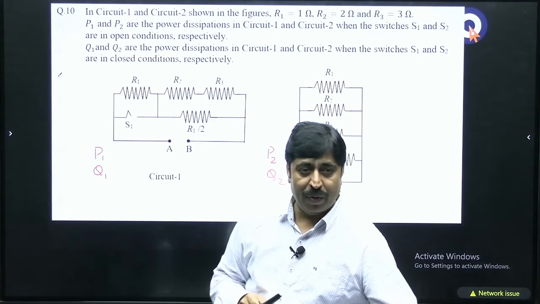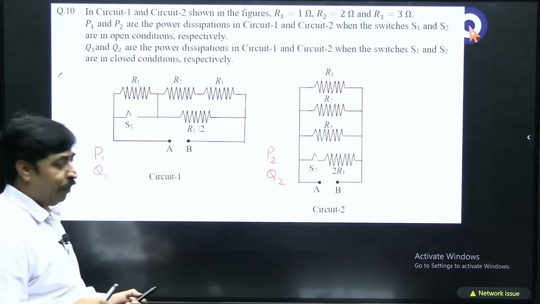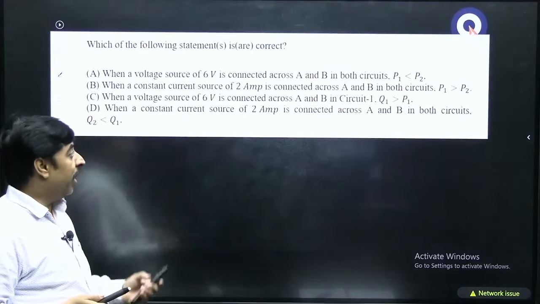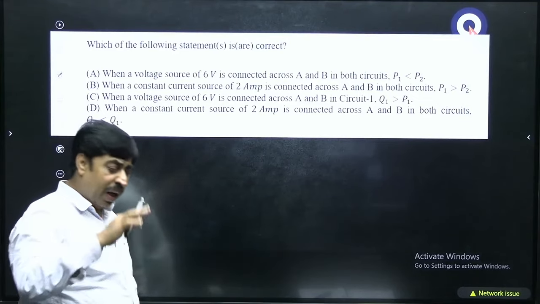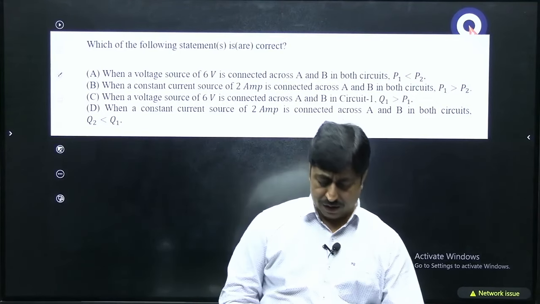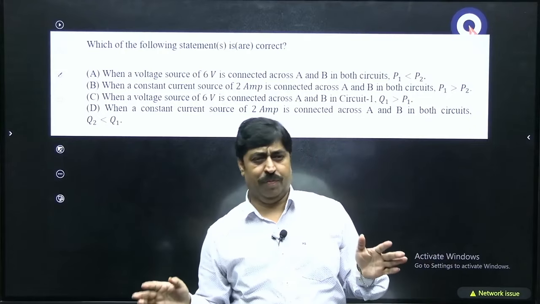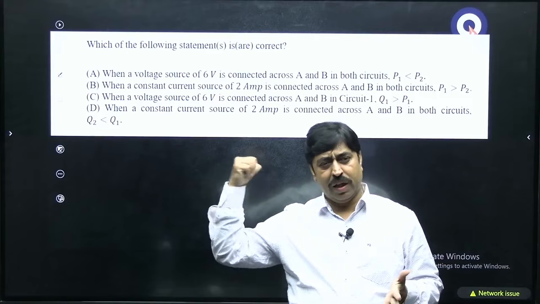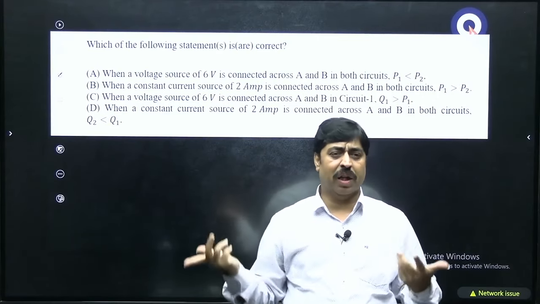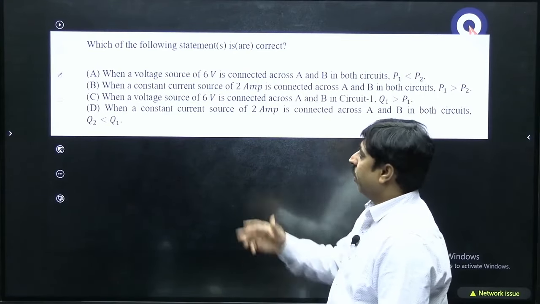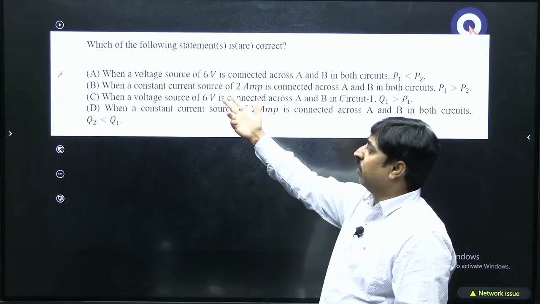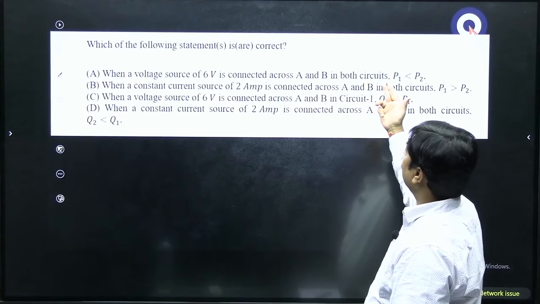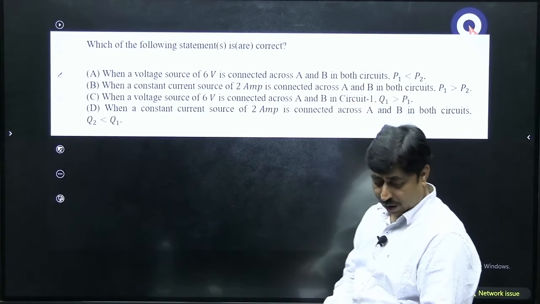Now, before attempting any kind of solution, I would suggest that you should read all the four options. Read the four options and think of it like a subjective question. What exactly has been asked? Try to calculate that and then again read the options and see which are correct. For example, if you read all these options, the first option says when a voltage source of 6 volt is connected across A and P, then P2 is greater than P1.